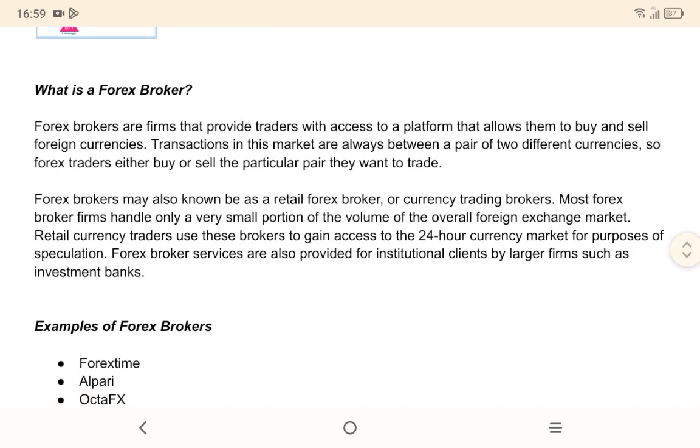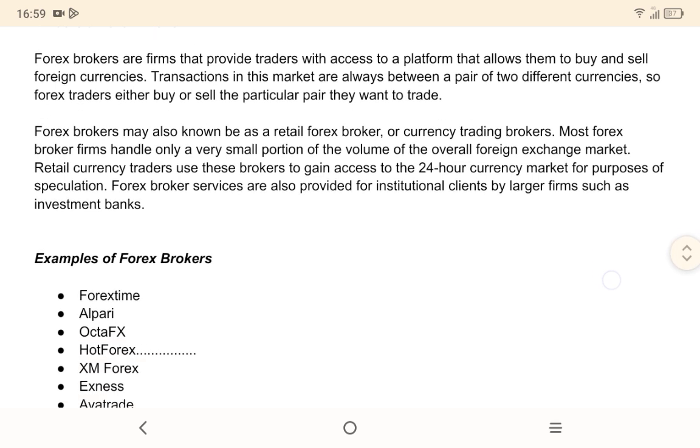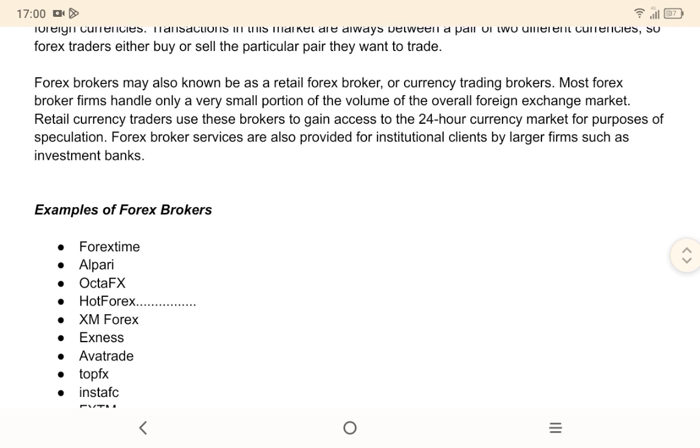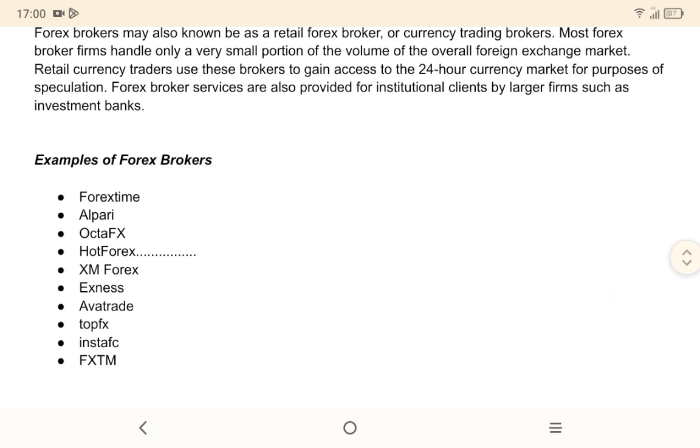Now, moving forward, we have examples of forex brokers. Like, we have a million brokers in the whole world. But as a forex trader, before you choose a broker, you should do what? Know the advantages and disadvantages of a broker. What are these brokers offering? What are these brokers not offering? Now, we have examples of brokers. We have Forex Time, we have OctaFS, Hot Forex, XM Forex, XNES, Top FS, Instant Forex. We have a lot of brokers in the financial market.